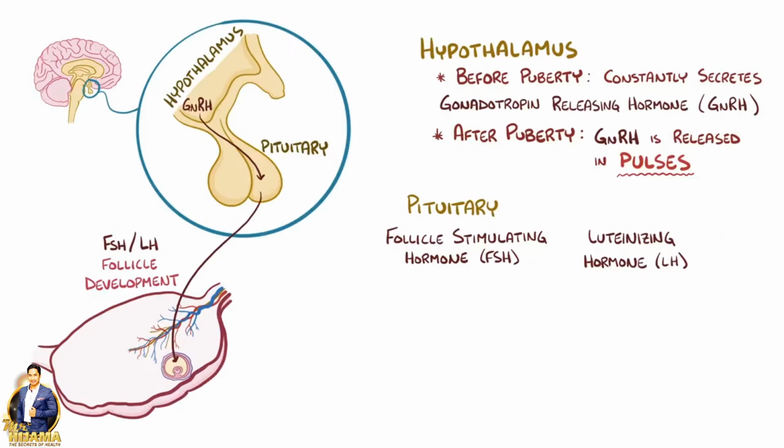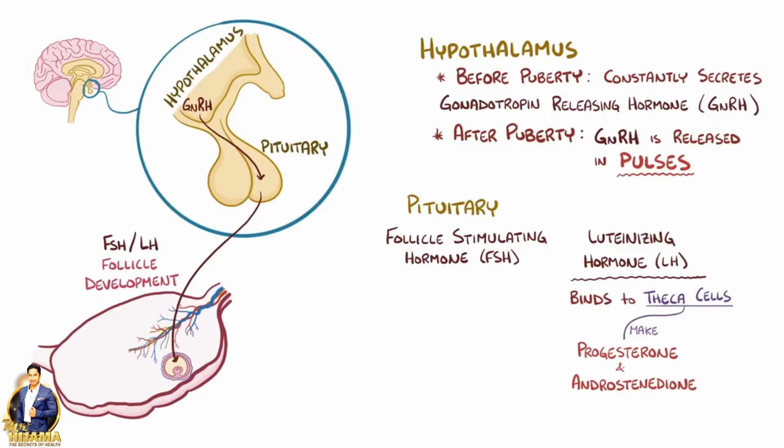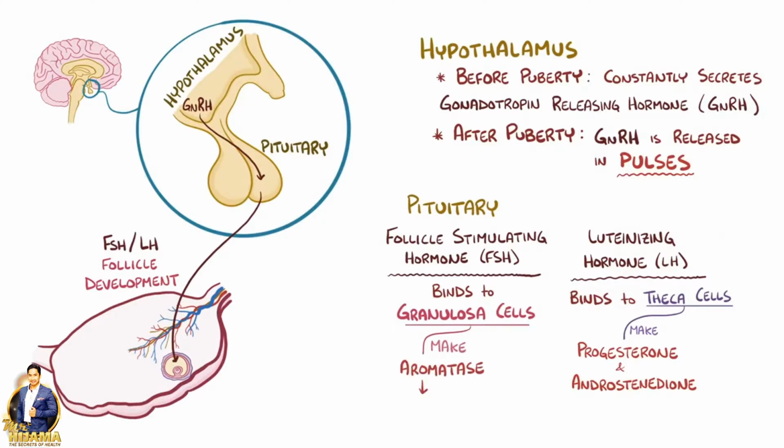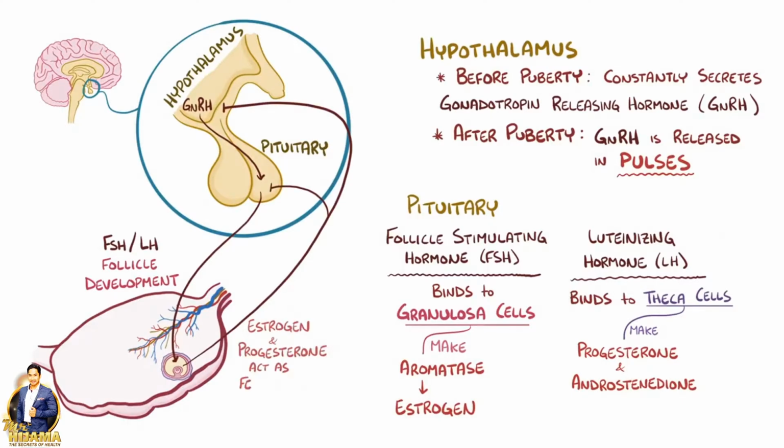The amount of GnRH can be mapped out like a wave over time, and the frequency and amplitude of the waves of GnRH determine how much FSH and LH get produced by the pituitary. LH binds to LH receptors on theca cells, and they make progesterone and androstenedione. FSH binds to FSH receptors on granulosa cells, and they make aromatase and, as a consequence, estrogen. Serum levels of estrogen and progesterone act as a feedback for the command centre in the brain, which adjusts its hormone production according to the phases of the menstrual cycle.